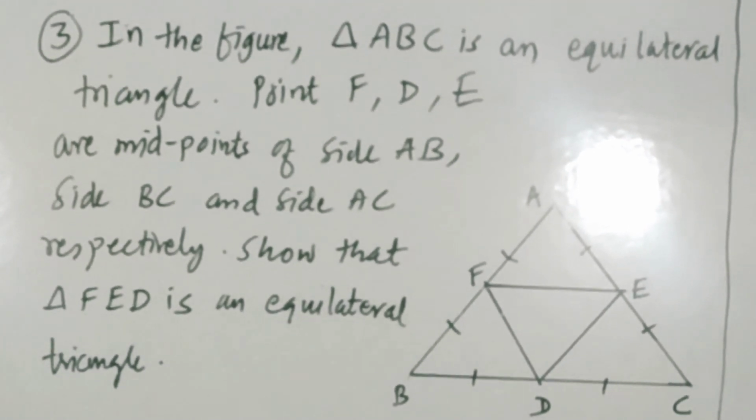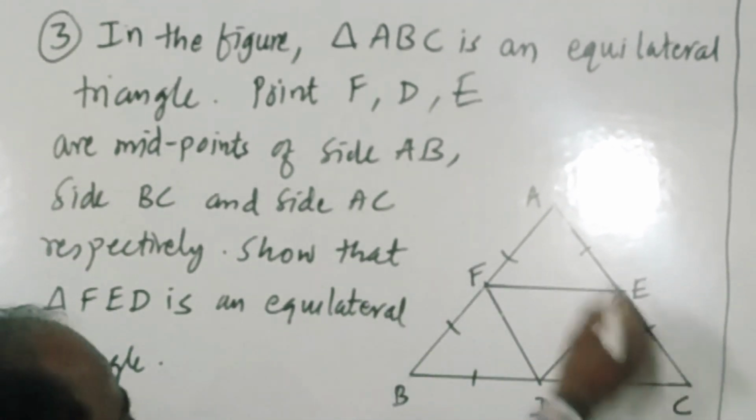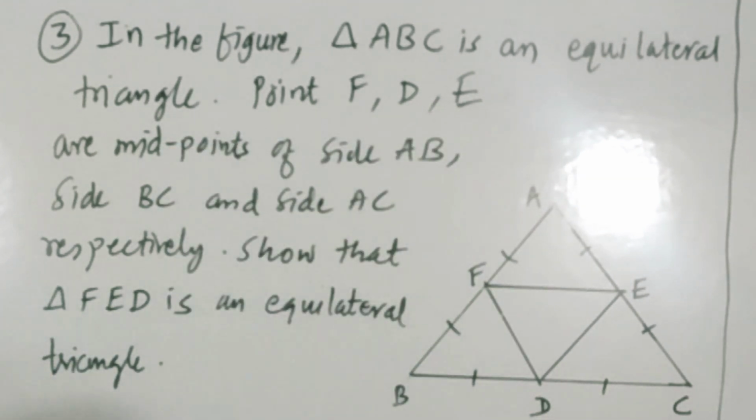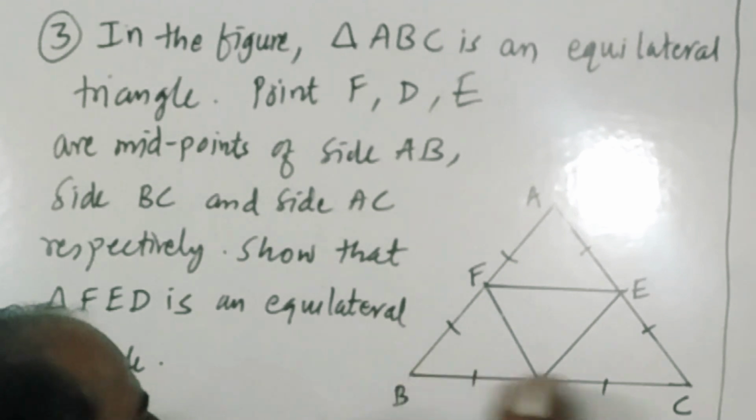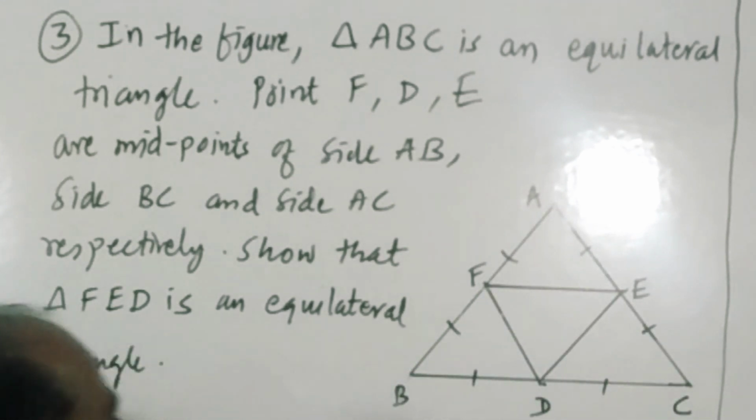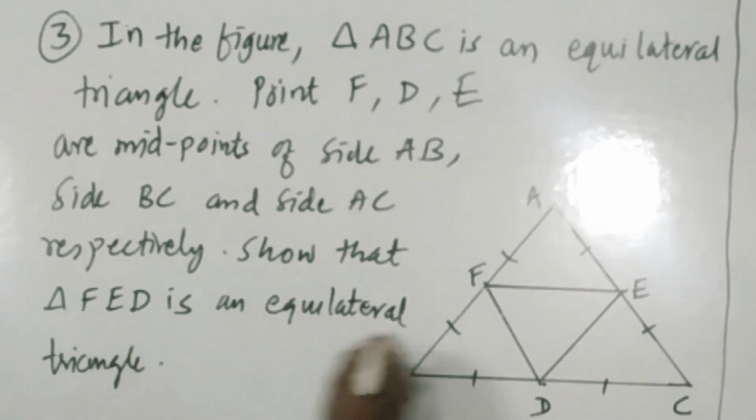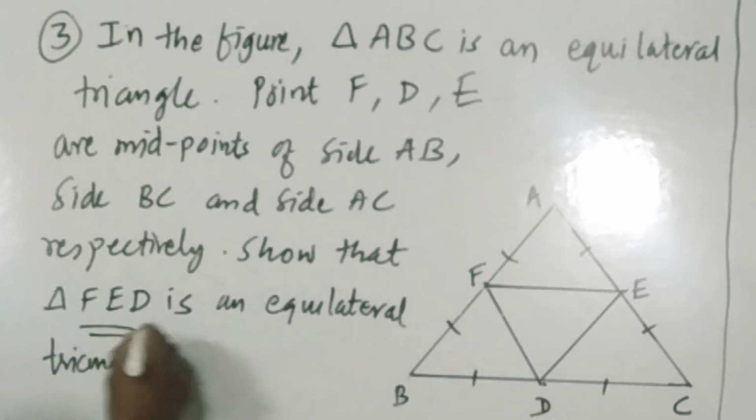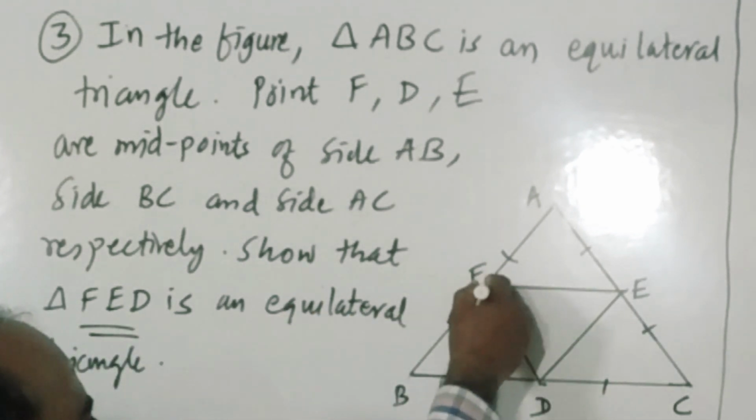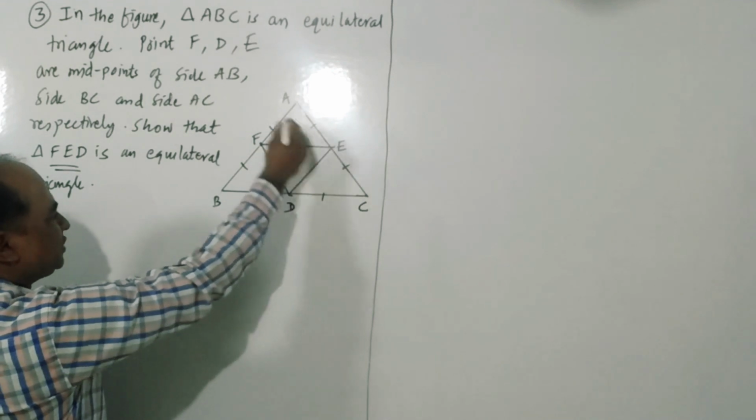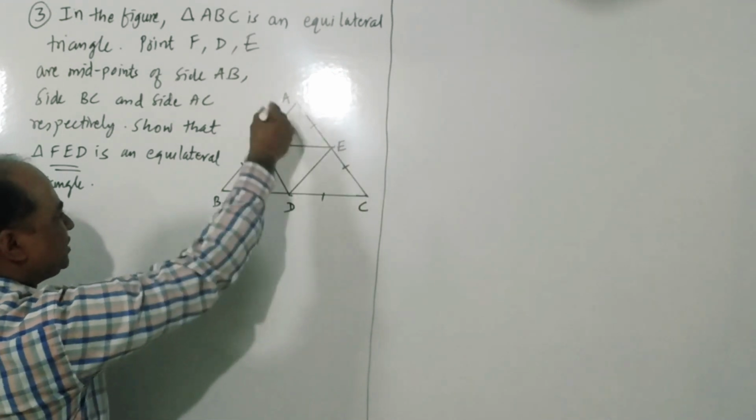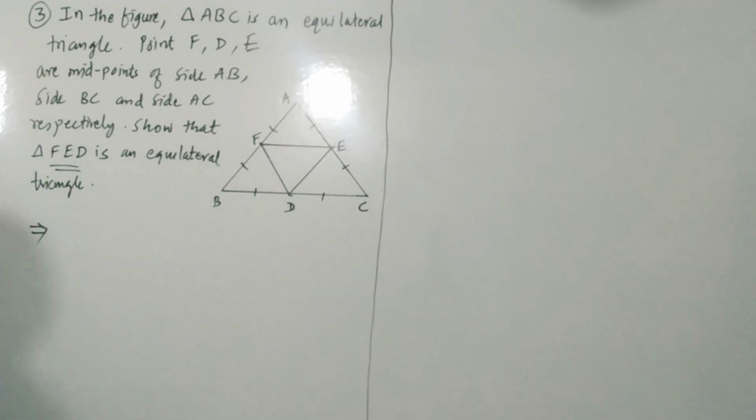Third example, in the figure, triangle ABC is an equilateral triangle. Points F, D, E are the midpoints of sides AB, BC and AC respectively. We have to show that triangle FED, this small triangle which is formed by joining the midpoints of the sides of the big triangle ABC, is also an equilateral triangle.